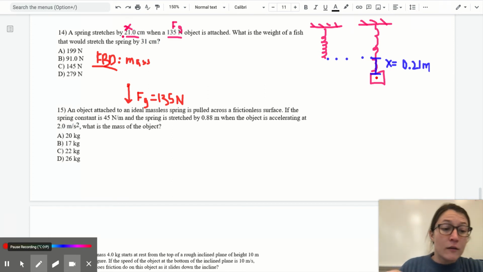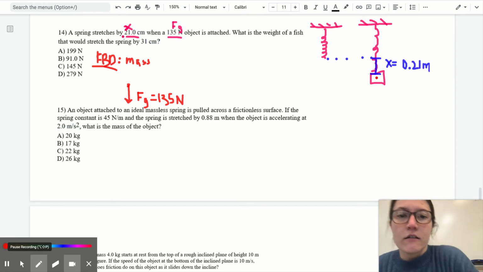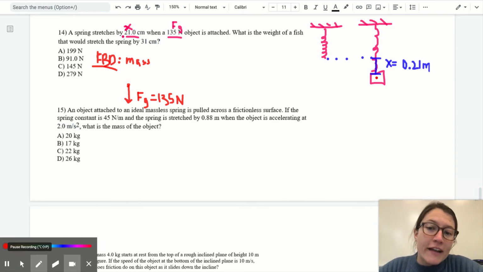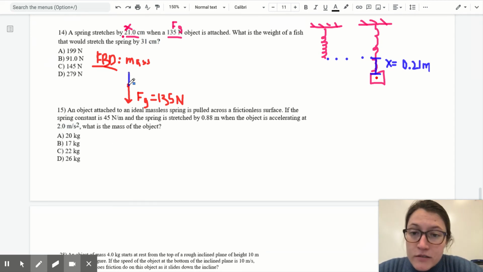Okay, in our last unit when we had a cable or a string, S-T-R-I-N-G, I know I say those very similar, the string, we call that a tension force. When it's a spring, that's the spring force. So the spring is what's holding the object up. So the force that's opposing the force of gravity would be the spring force.